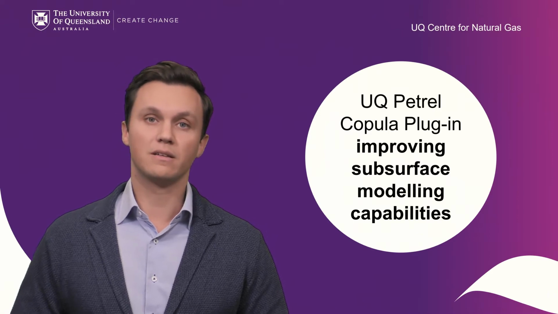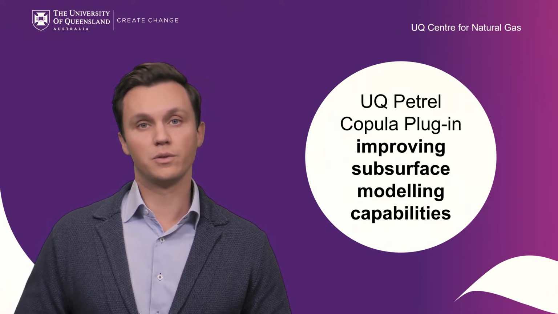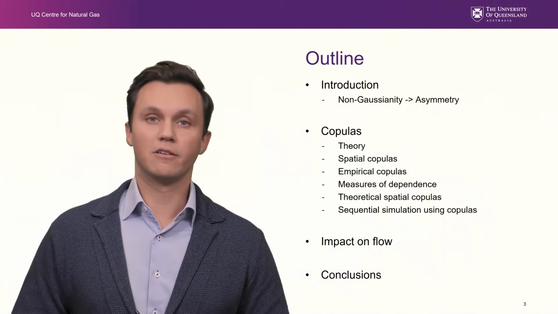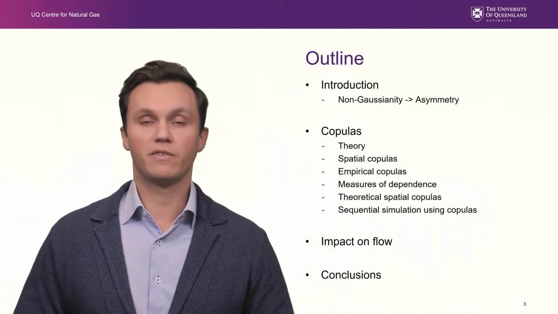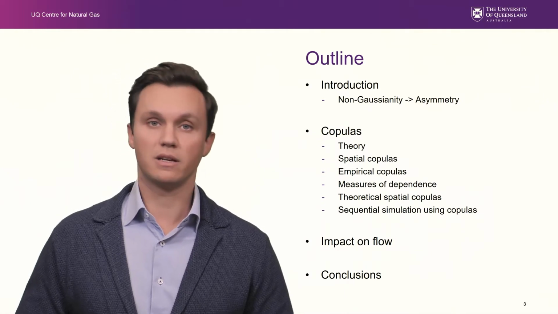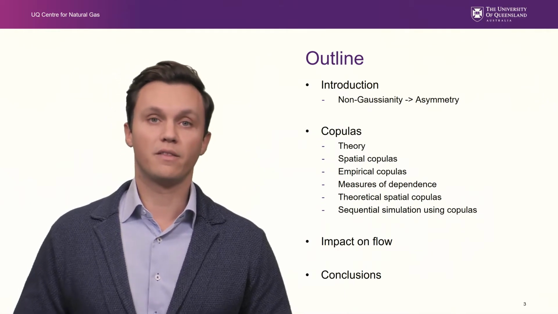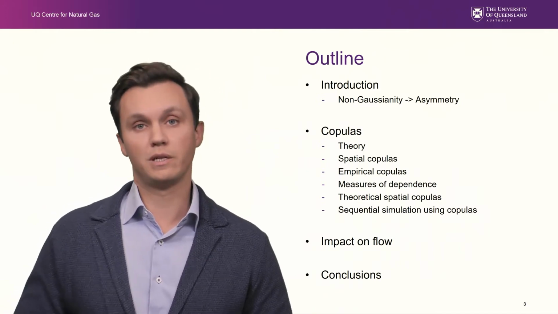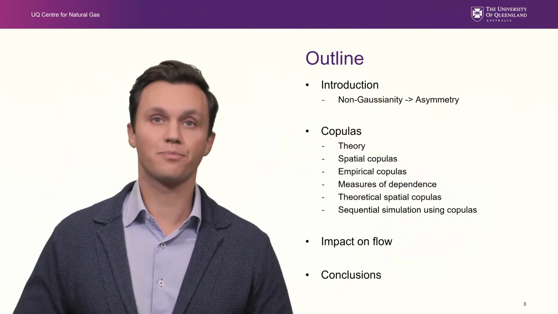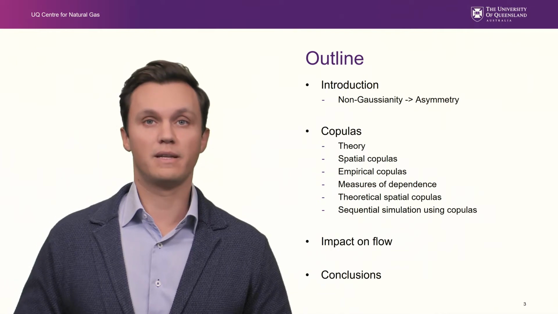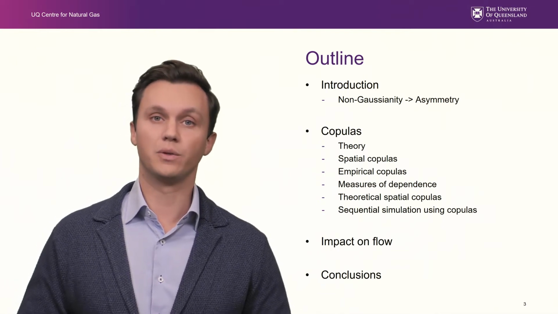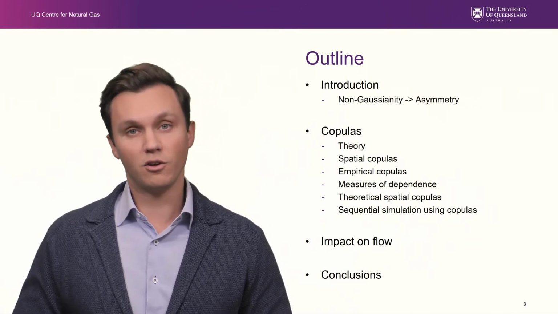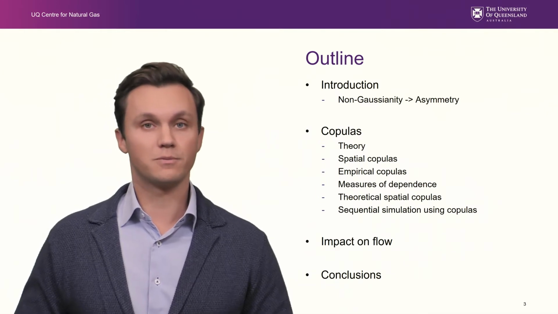And the following presentation is going to give you a little introduction into the theory of copulas and the problem of spatial asymmetry. So here's the outline of my presentation, and I'm going to start with a small introduction into non-Gaussianity and spatial asymmetry. This is followed by the theory of copulas, where I'm going to talk about spatial copulas and empirical copulas, which are the tools that we use to analyze spatial dependent structures. I'm going to talk about copula-based measures of dependence, and I'm going to go into the sequential simulation algorithm based on copulas. Then I will talk about impact on flow behavior, and I will follow up with conclusions.